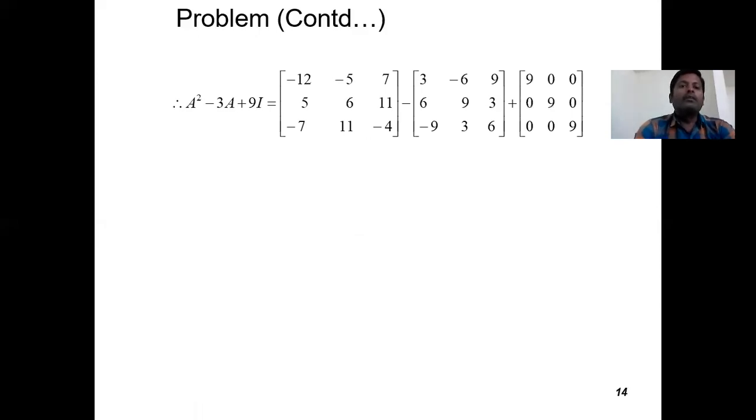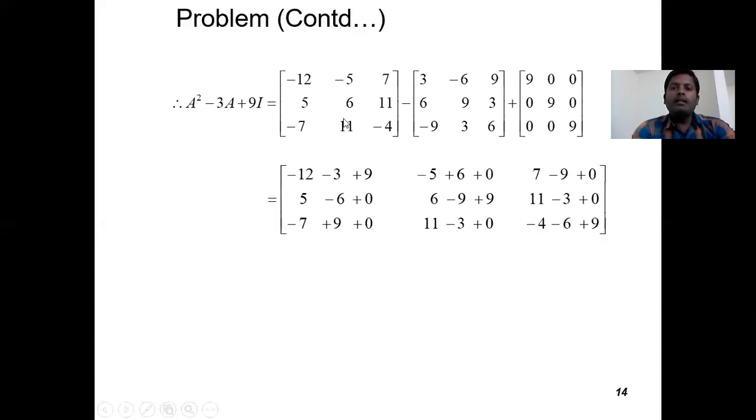Therefore, the final result we get is A square minus 3A plus 9I. We know the A square value, the 3A value, and the 9I value. These three matrices are there. First, we have to do the subtraction of these two matrices. Then after that, we add the identity matrix 9I.